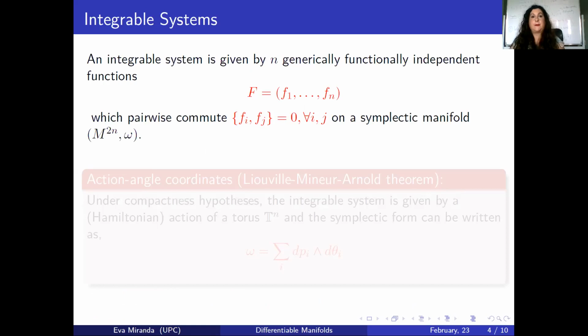Now let's look at the integrable system. What is an integrable system? This is a definition. This definition, you also have it in the notes, attention, you have it towards the end of the notes.